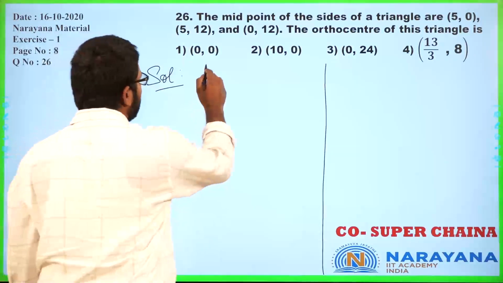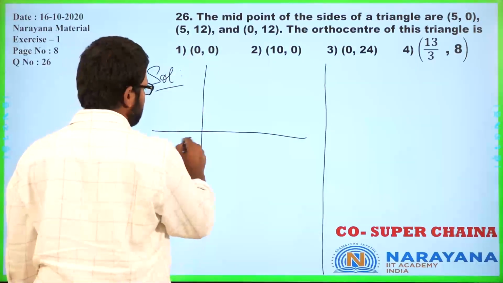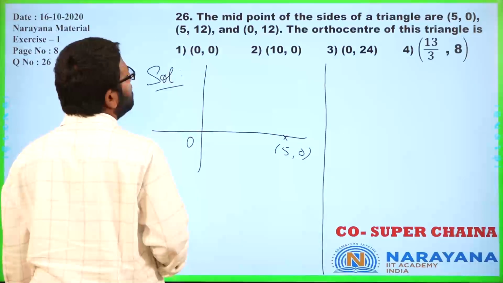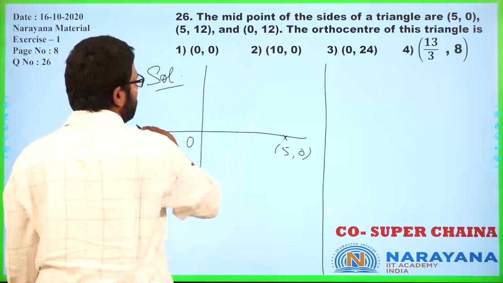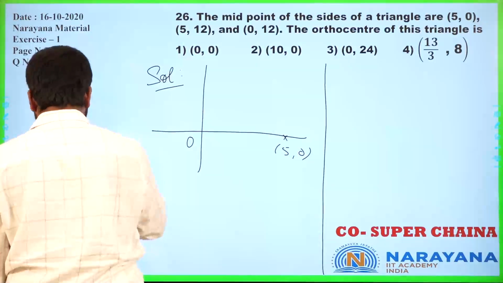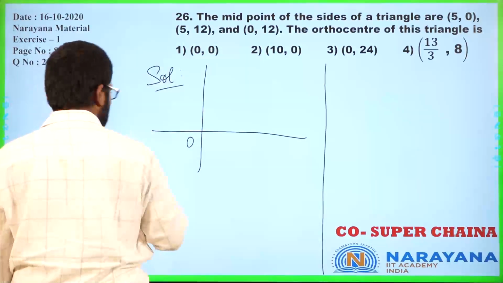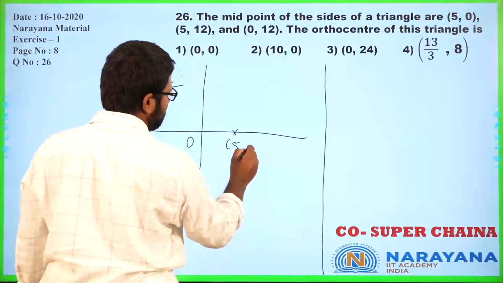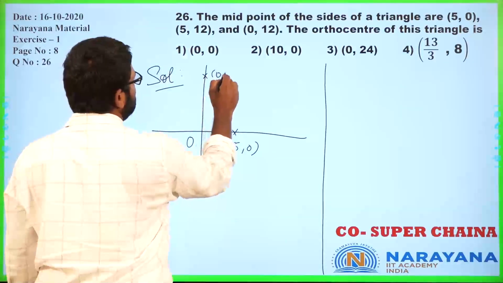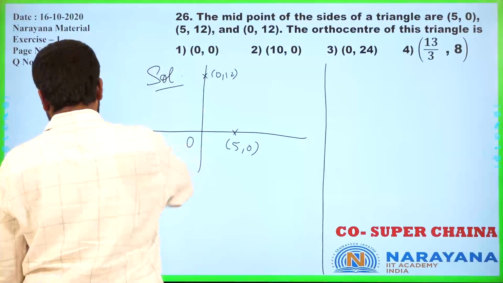So here, if you plot the points, if this is the origin, (5, 0), then (0, 12), okay, (0, 12) will be much higher, so let us take this a little bit towards the left. Take this as (5, 0), in which case this is (0, 12), right? And there is a point (5, 12).